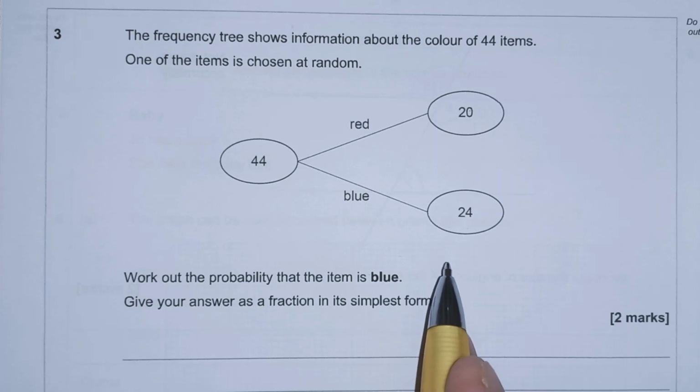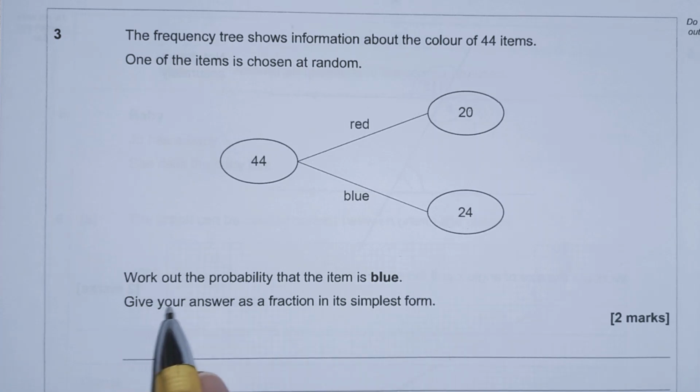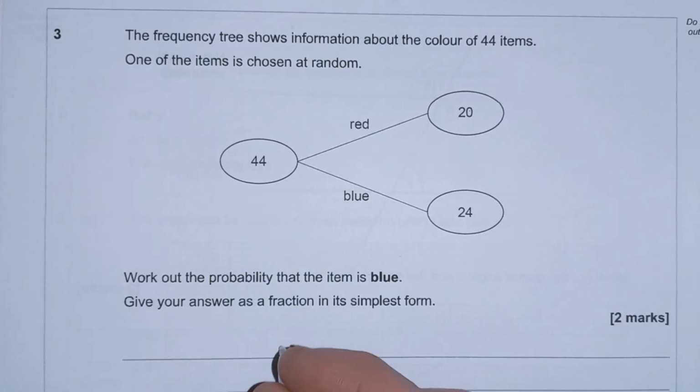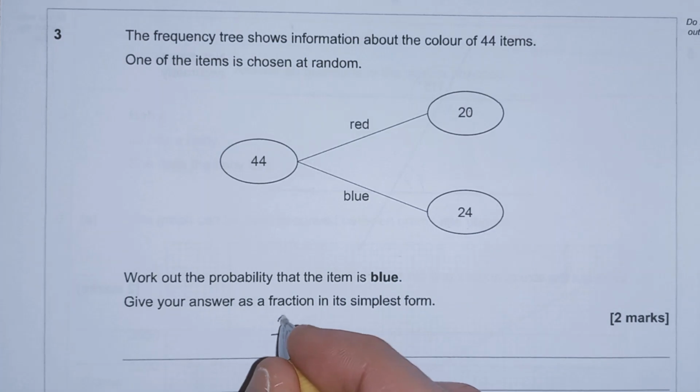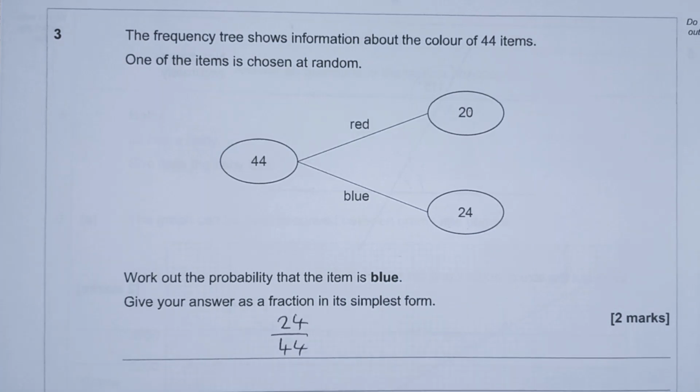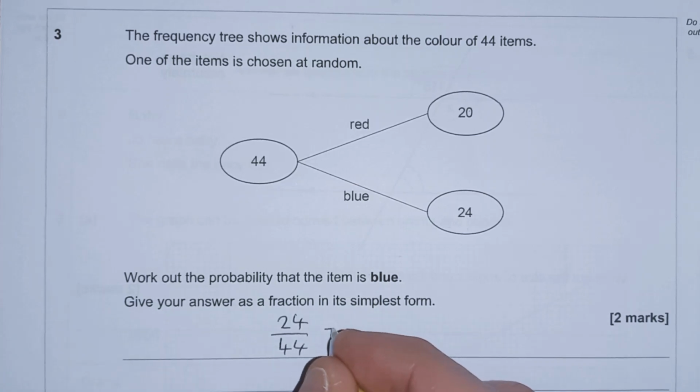Okay, it also says give your answer as a fraction in its simplest form. So we've got 44 in total. How many of them are blue? 24 of them are blue. Okay, that's fine. So that would get us 1 mark. But they want the answer in its simplest form. So we've got to look for common factors, so numbers that go into both the numerator and the denominator, or the top and the bottom, without leaving a remainder. Well, they're both even.